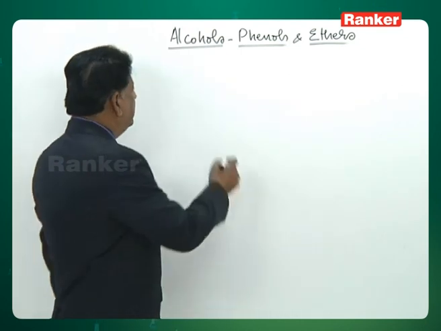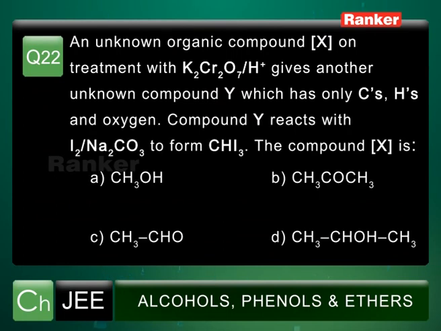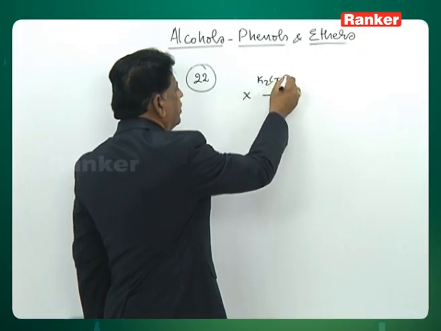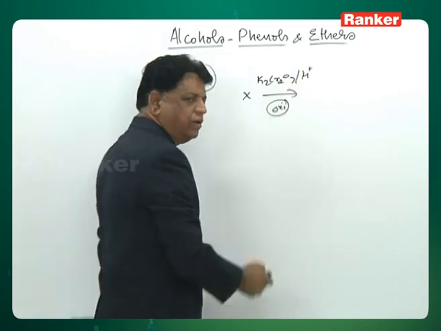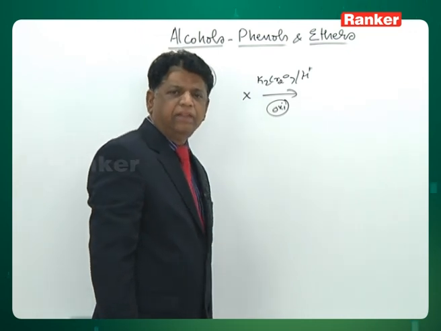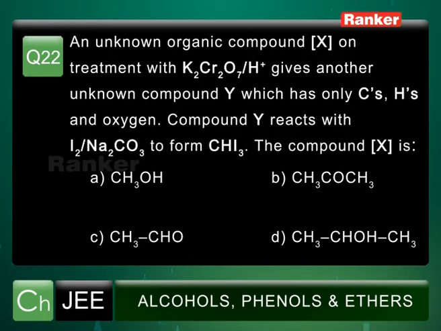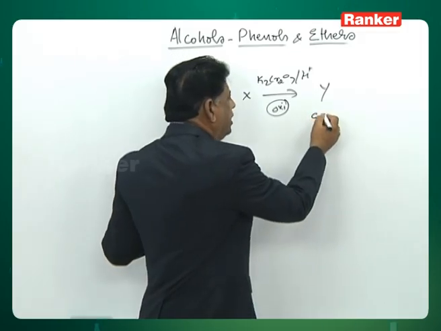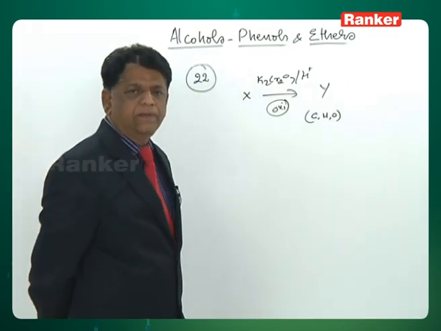So let's go for question number 22. He says an unknown compound X, on treatment with dichromate, K2Cr2O7 in acidic medium, that is an oxidation reaction, gives another unknown compound Y. Now he says it has only carbon, hydrogen and oxygen. There is no other element like nitrogen or halogens.